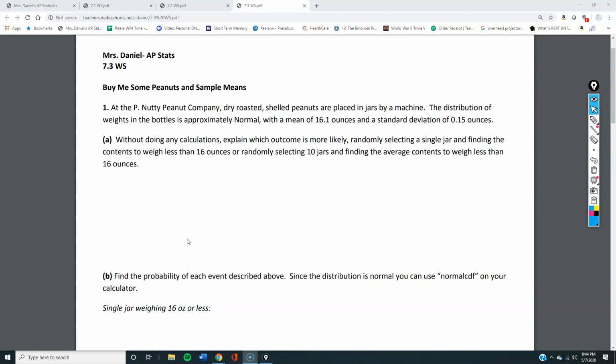So find the probability of each event described above. All right, let's do it. Let's see if we were right. So a single jar, what's the probability that a single jar weighs less than 16 ounces? So it's a normalcdf.